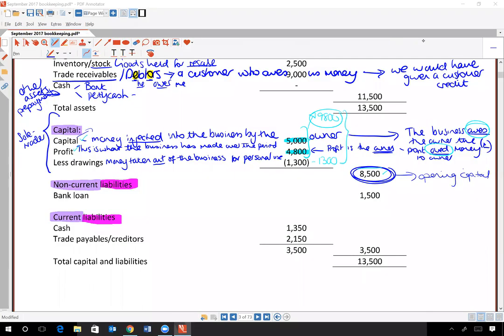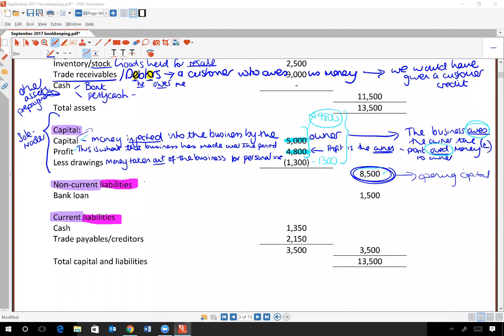That's a liability. We've said that 8,500 is owed to the owner, but they don't have to be paid it. We're not saying you must be paid that, okay? It's just that it is owed to them at some point. You've then got non-current liabilities.